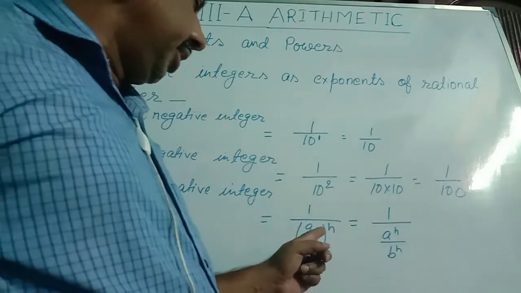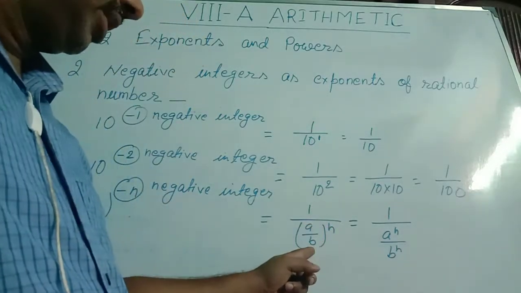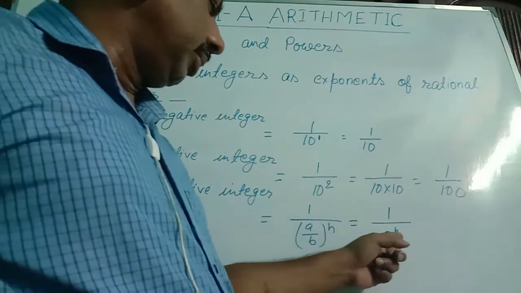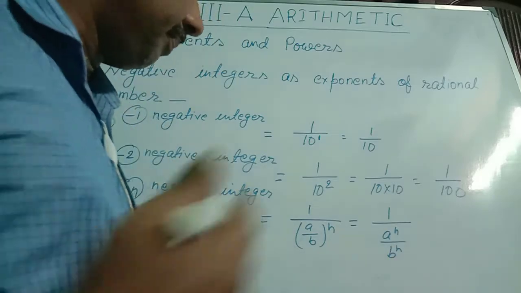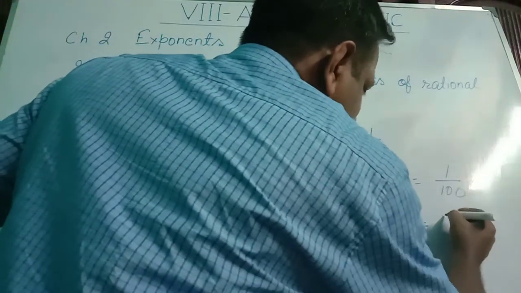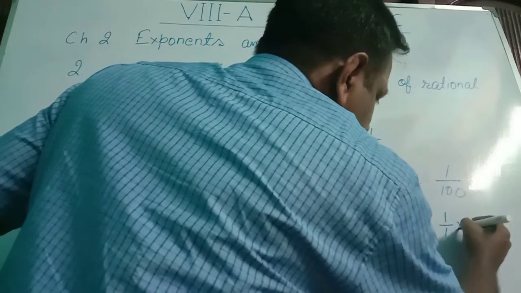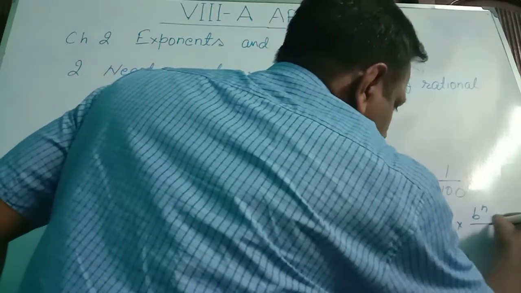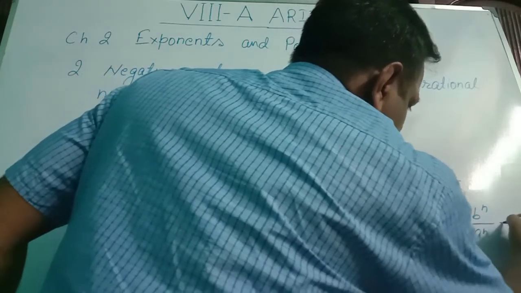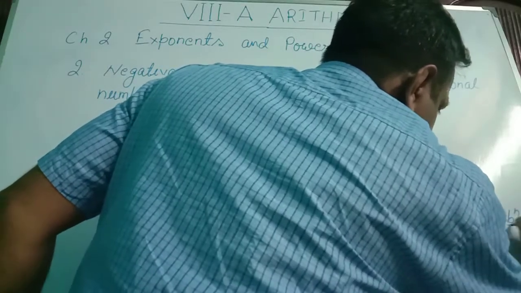If we calculate it, we separate this index with the numerator and denominator, we get 1 by a to the power n by b to the power n. So we can write it as 1 by 1 into b to the power n will go up, a to the power n will remain down. So this became b to the power n by a to the power n.